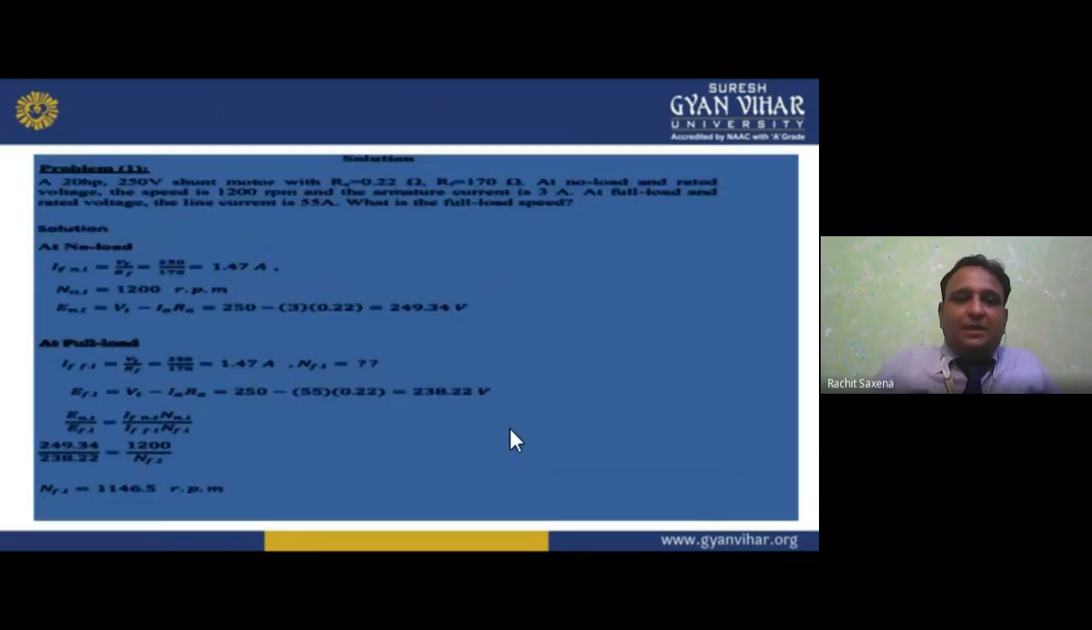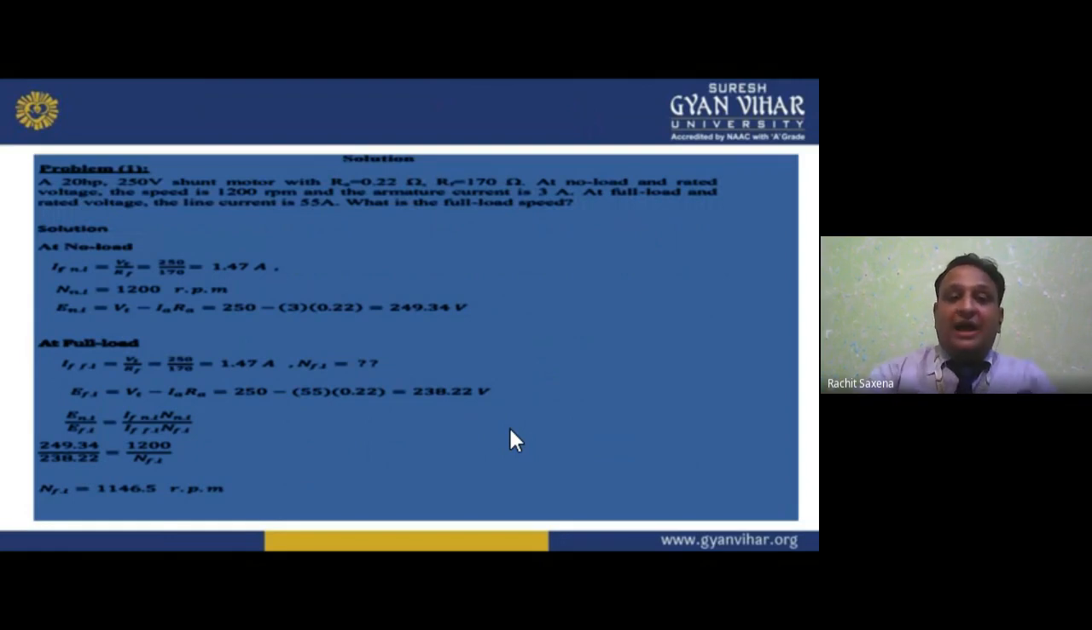Here a 20 HP, 250 volt shunt motor is given, with the resistances Ra and Rf, that is armature and field. At low load and rated voltage, the speed is 1200 rpm. Speed is given to you. The terminal voltage is 250, and the HP rating is given. The armature current is also given, 3 ampere.